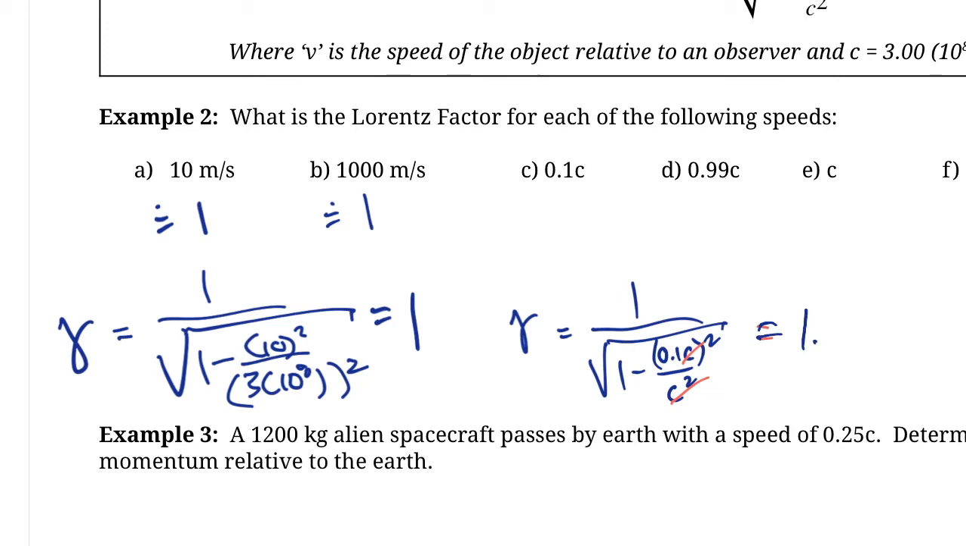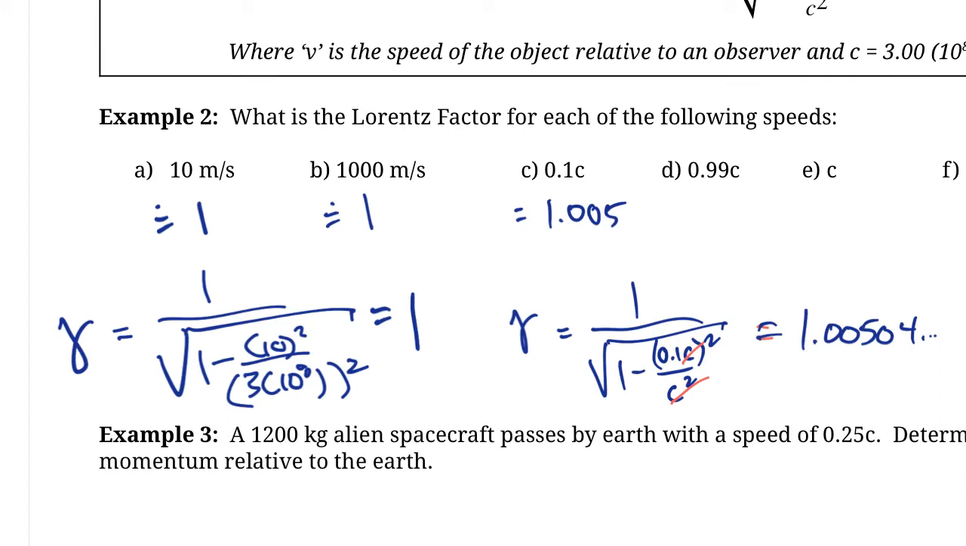So that gives me 1.00504, etc. So that's something that's bigger than 1, but even at 10% of the speed of light, it's 1.005. So that's only a 0.5% increase in mass or momentum, or a 0.5% decrease in length, right? So even that fast doesn't have a huge impact.